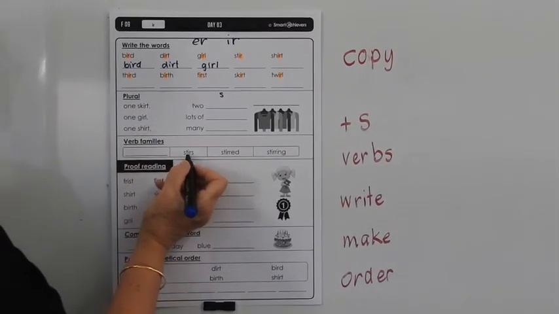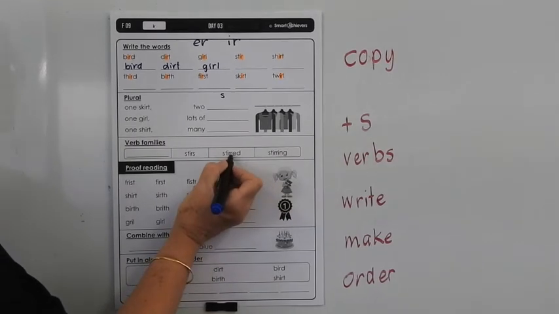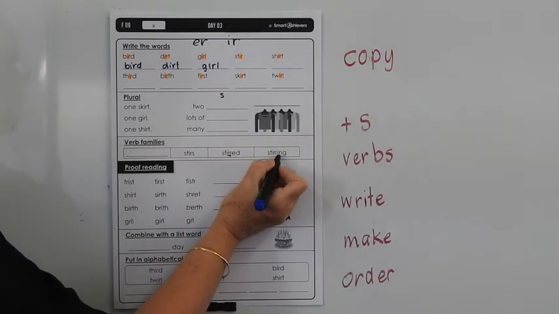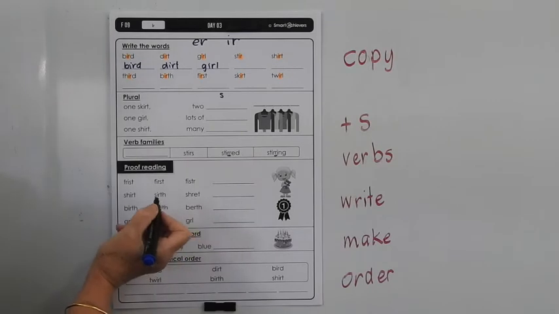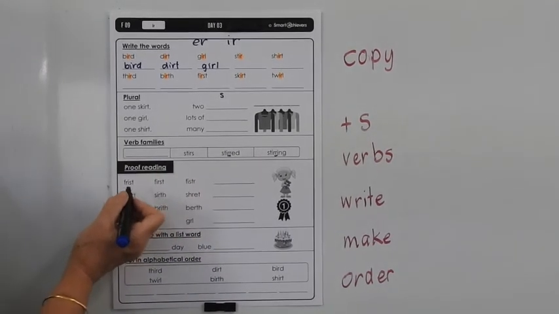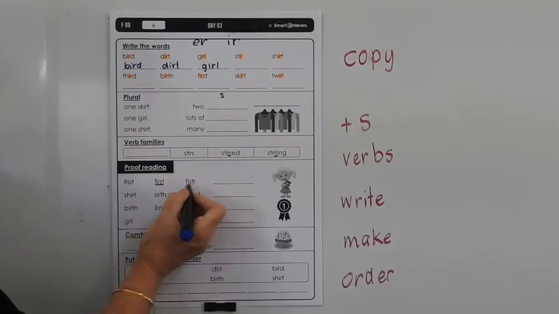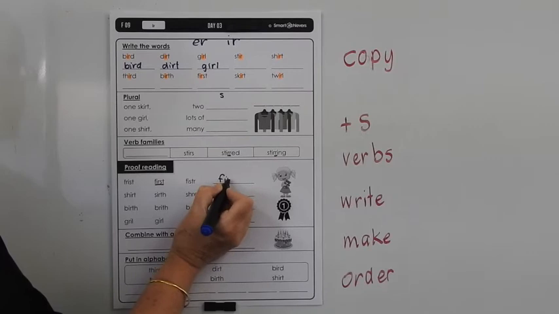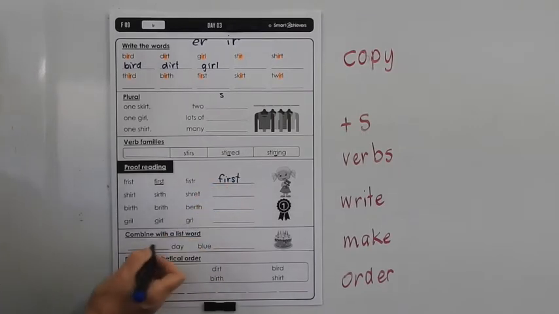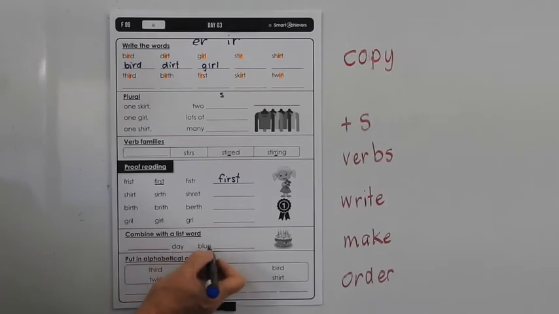Verb families, stirs, stirred, stirring. Look at this, we've got two R's when we add the ED, two R's when we add the ING. So all you have to do here is write the base word. Proofreading, you have to work out which word is spelled correctly in the line and then write it on that line. Combined with the list word, a something day, probably a birthday, a blue something.